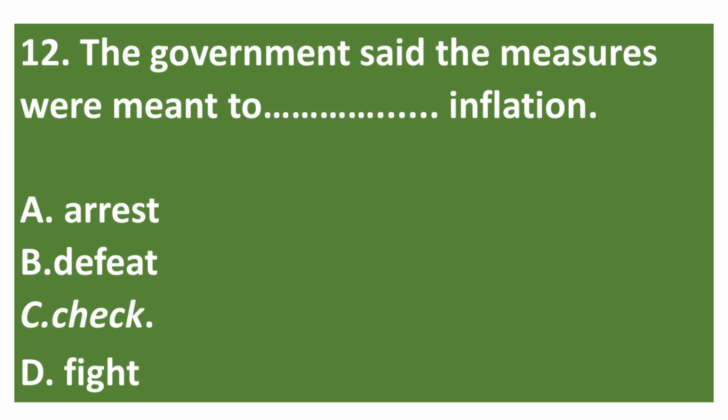Question 12. The government said the measures were meant to dash inflation. A. The government said the measures were meant to arrest inflation. B. The government said the measures were meant to defeat inflation. C. The government said the measures were meant to check inflation. D. The government said the measures were meant to fight inflation. The correct answer to this question is C. The government said the measures were meant to check inflation.